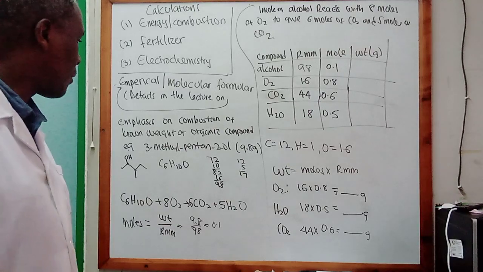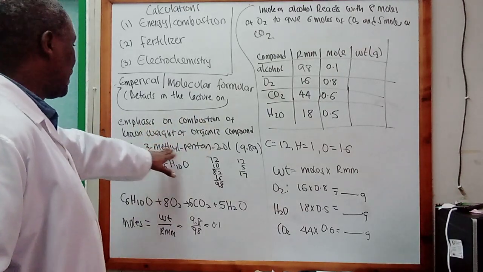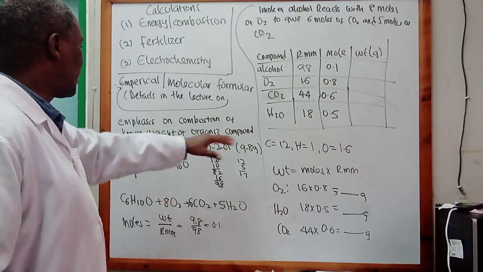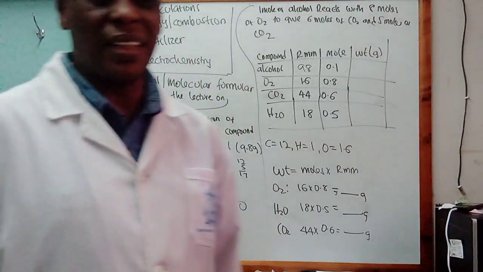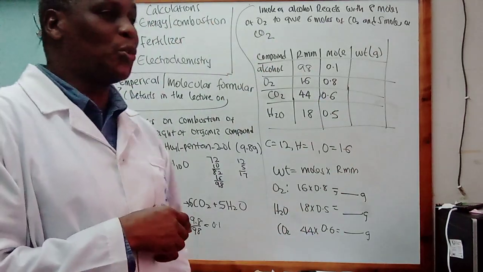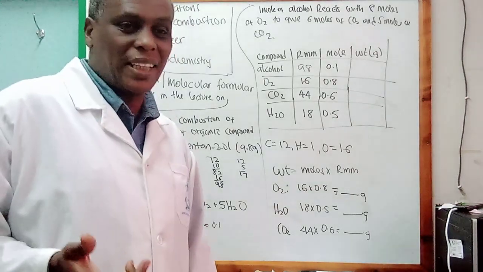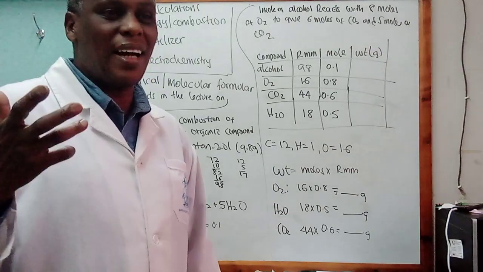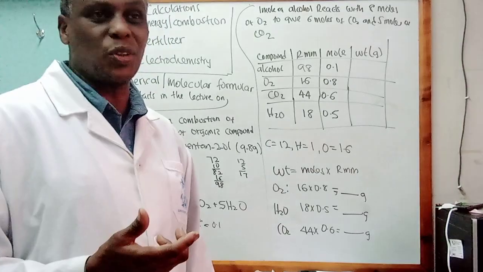In this case, you are told, for example, that 9.8 grams of 3-methylpentan-2-ol is burnt in oxygen. Based on that, you're supposed to determine the exact amount of oxygen that was required for the combustion, and then the exact weight of carbon dioxide produced, and also of the water produced.